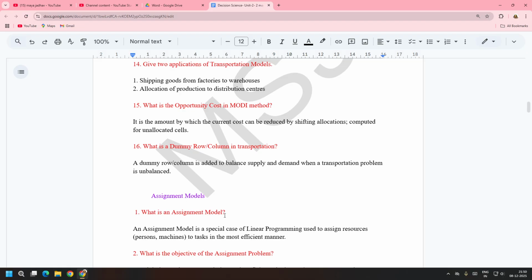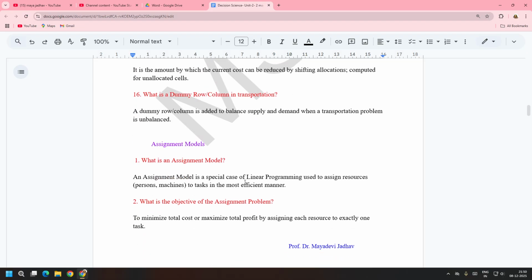What is assignment model? An assignment model is a special case of linear programming used to assign resources, persons, machines, tasks in the most efficient manner. What is the objective of assignment problem? To minimize total cost or maximize total profit by assigning each resource to exactly one task.